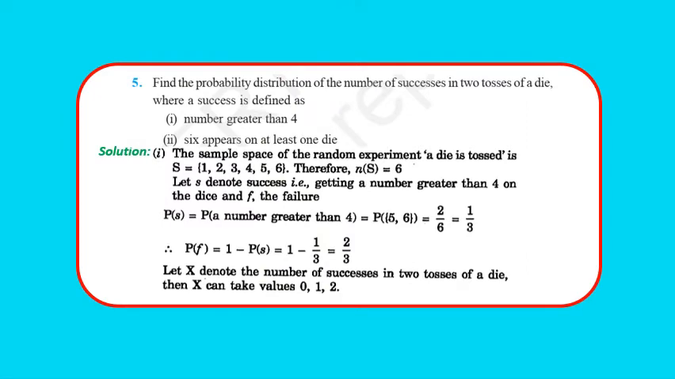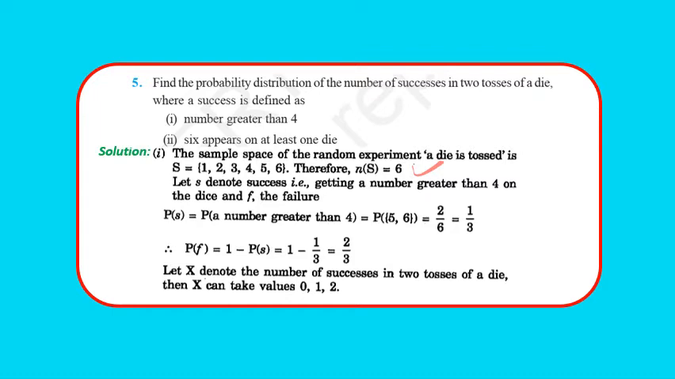Moving to question 5. Find the probability distribution of the number of successes in 2 tosses of a die, where a success is defined as a number greater than 4, and second, 6 appears on at least one die. So the first is the number greater than 4. So the sample space of the random experiment, a die is tossed, is, we know that it is 1, 2, 3, 4, 5, 6. So total elements in S is 6.